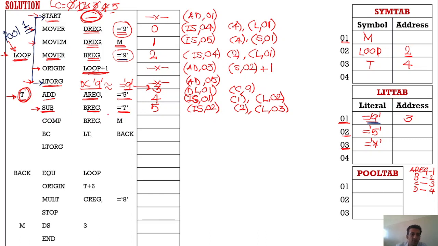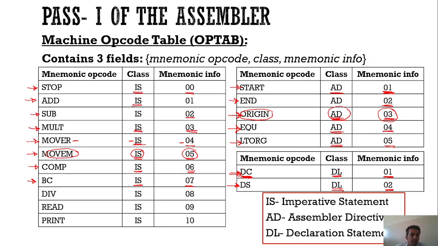And again the length of the SUB instruction, that is an imperative statement, is 1, I should update LC as 5 plus 1, 6. Next instruction is COMPARE, so referring to the table again you will get to know that COMPARE is of type imperative statement and its mnemonic info is 6.